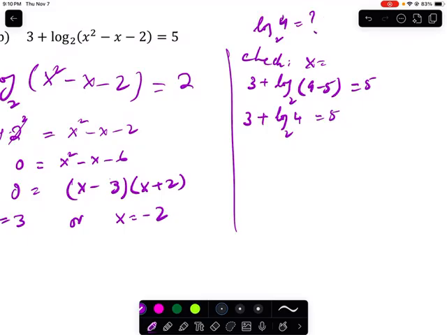There are two different ways. You can think of it as log base 2 of 2 squared, and then by the power rule, you can see this will be 2. So we get 3 plus 2 equals 5, which is correct. So x is equal to 3 is a solution.